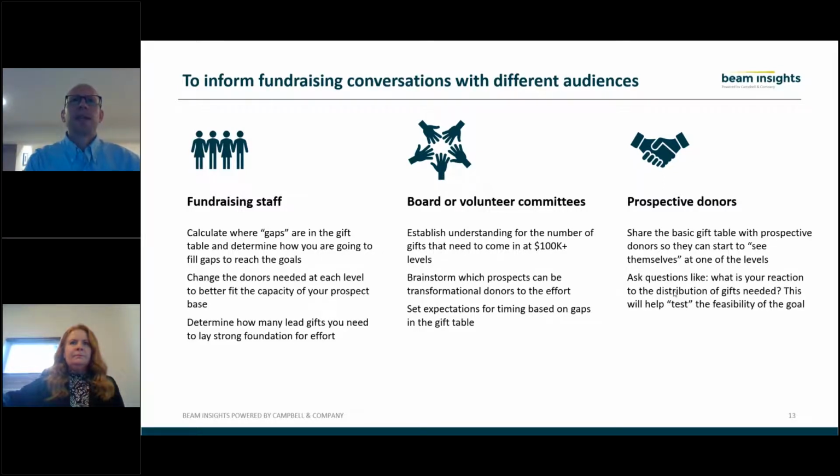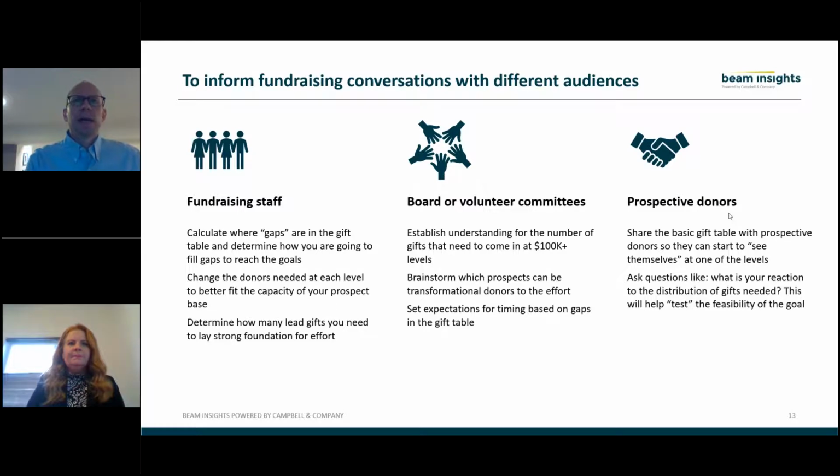So we find that gift tables can be used for planning and tracking in different ways with different audiences. So for fundraising teams, we often talk about where gaps exist. Where do you need additional prospects, and what steps do you need to go through? Who on the team needs to be involved in identifying additional prospects? This is useful for obvious reasons.